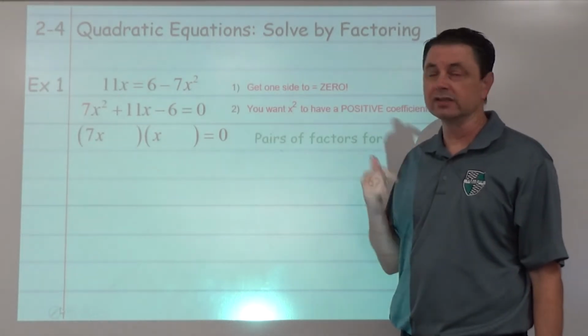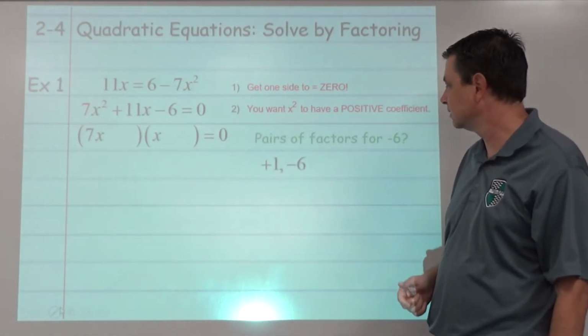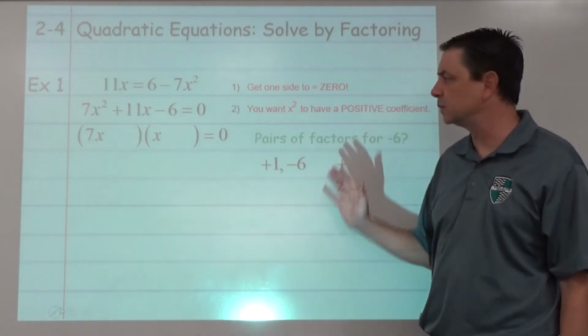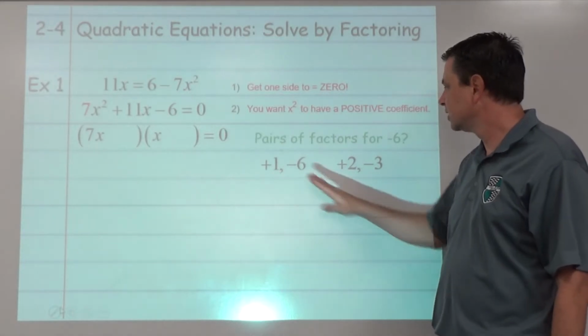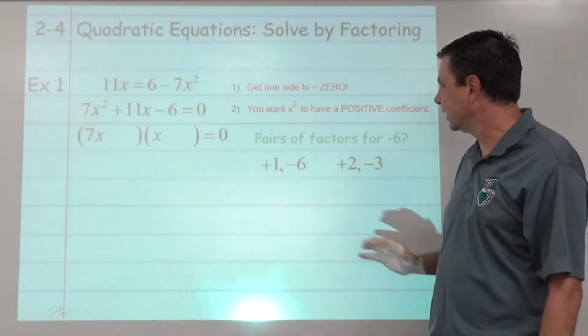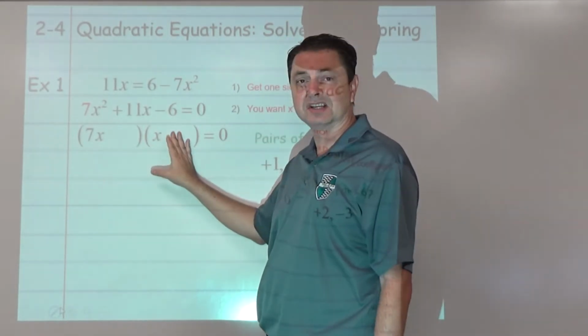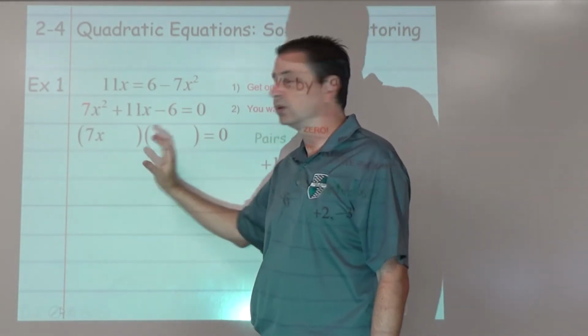Now, as far as the negative 6, what are our pairs of factors for negative 6? Always start with 1. So 1 and negative 6. 2 and negative 3, and then obviously sign issues, but that can be fixed later. So if we pick a pair and try, and they are different in the front, so if we try 1 and 6 and it doesn't work, you can reverse it.